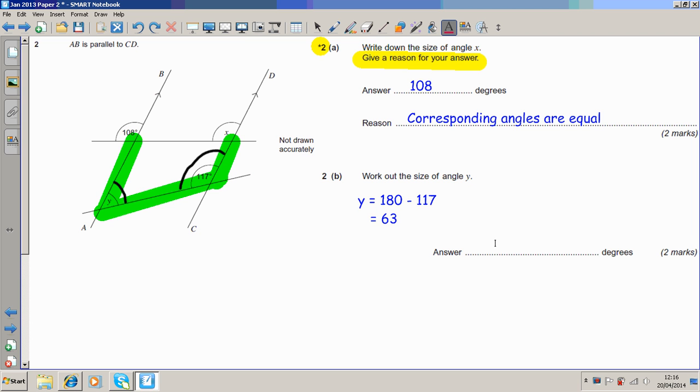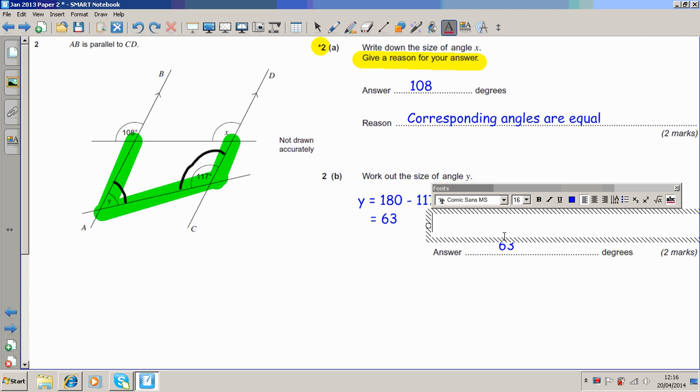Now admittedly it hasn't asked us to give a reason anywhere on part B, it just asks for part A, but because of the star there, and I think it's just a good habit to get into anyway, we can give reasons as to why we think things. So supplementary angles add up to 180 degrees. So apart from the fact that I can't spell supplementary, we're done.